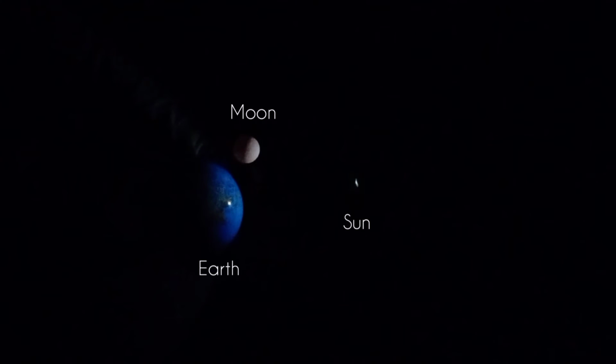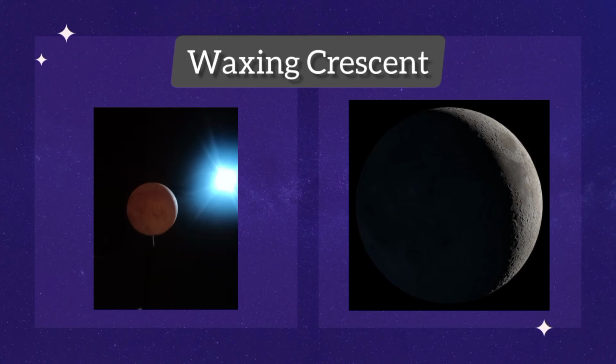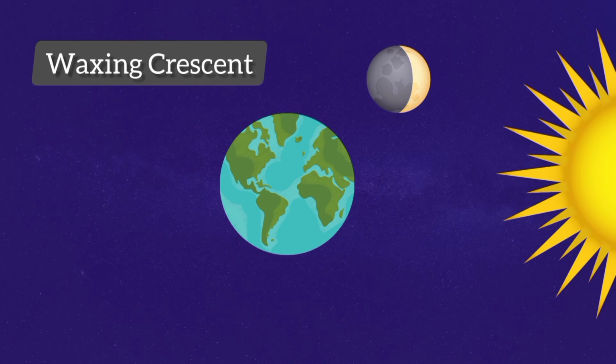Then the moon rotates, so that the position of the moon as seen from the Earth will be like this. This phase is called the waxing crescent, because a very small part of the right side of the moon is lit, while the rest is dark, and the shape is curved like a sickle.